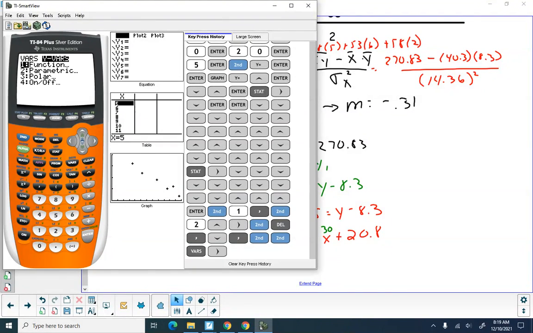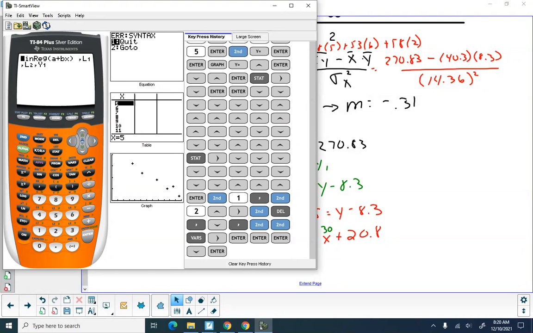Go to your right arrow, which will give us Y variables, and let's go function. That will give me my Y1. I'm not sure if I need a comma in there yet. I'll keep my fingers crossed. Okay, if I hit enter, yep, gave me an error. Doesn't like that first comma. Delete that. So we have L1, comma L2, comma Y1. Now I hit enter.